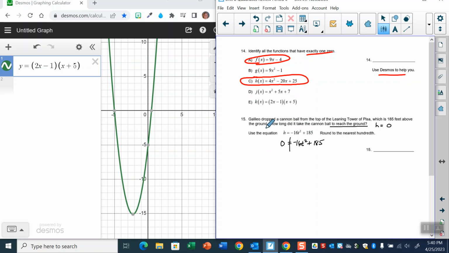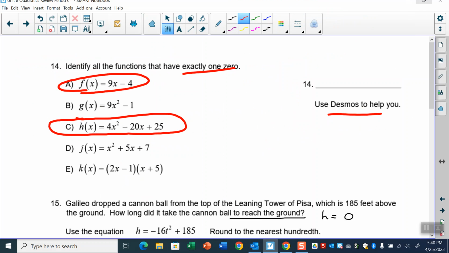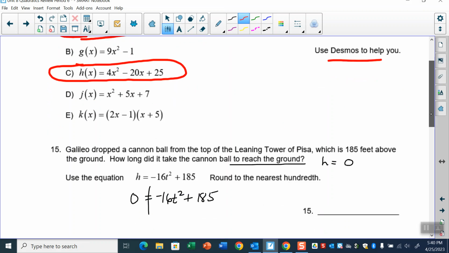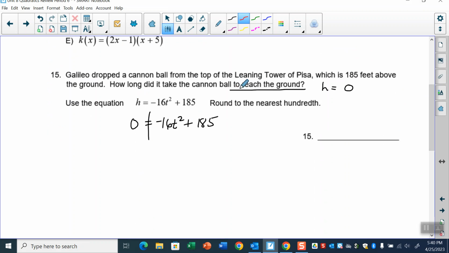And then now this guy, you've got Galileo dropping a cannonball, okay? If he drops the cannonball, that means that initial velocity is 0, right? And so that means B, there's no B here. We have A here and we have C here. B is 0 because he just dropped the ball. All right, so your initial velocity there is 0.